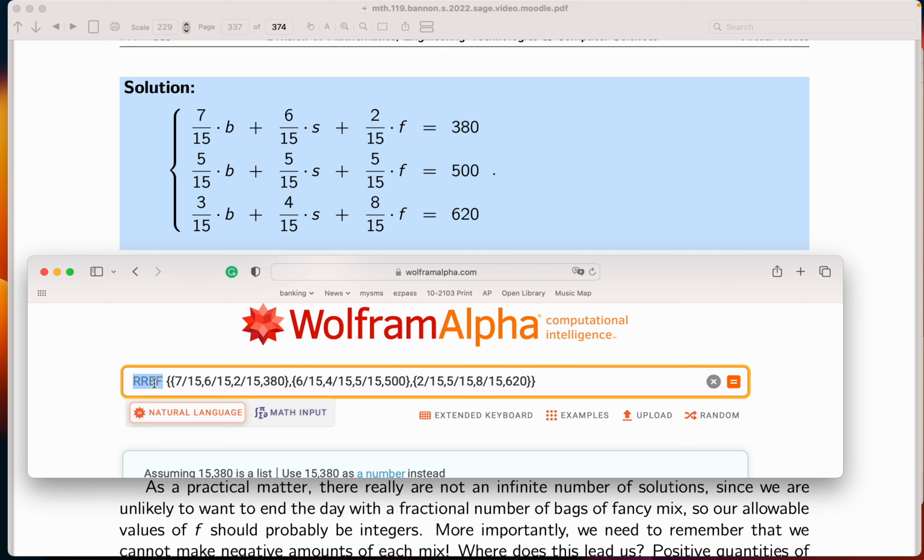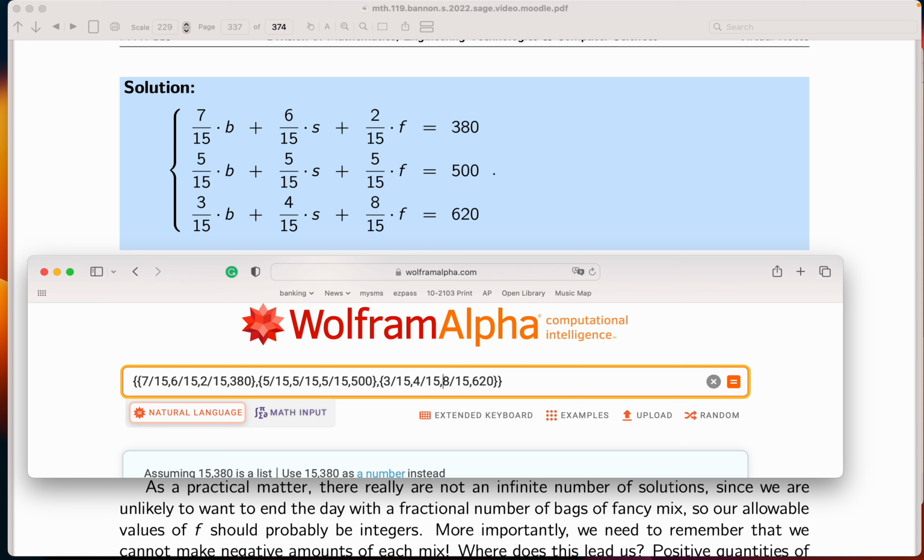Let me get rid of this. And I notice there's been changes now, right? So 7/15ths, 6/15ths, 2/15ths, 3/80. There's no change there. Oh, look at that. That's 5/15ths now. And then 5/15ths. Things have changed. And 5/15ths. That hasn't changed. And you get 500. And then you get 3/15ths, 4/15ths.